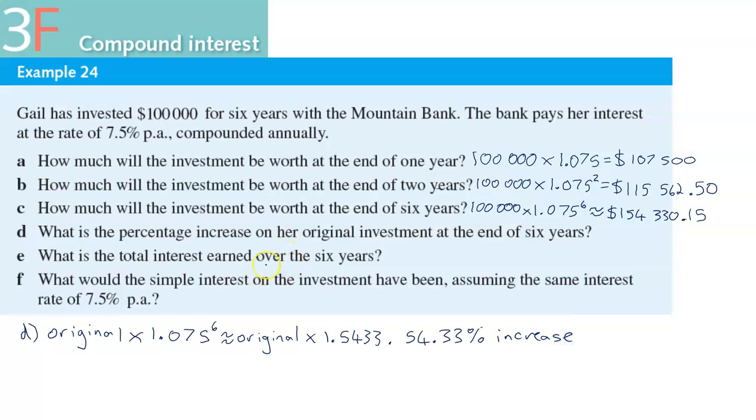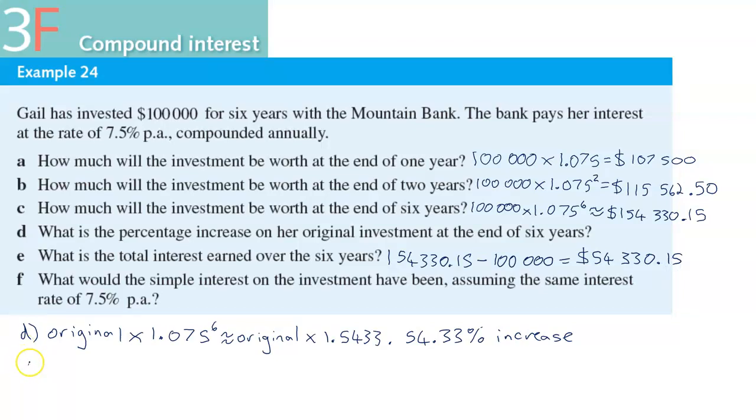For question E, the total interest earned over the 6 years, so this is how much we had at the end of the 6 years. And I subtract how much I started with, so the $100,000 that I started with. And so my total interest was $54,330.15.